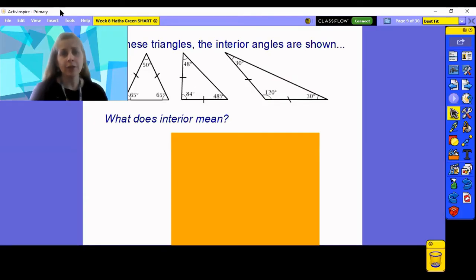Firstly, the question about this word, interior angles. The angles below, you can see, have got some of the interior angles marked on them. So I wonder if you could pause the video and have a think about what those interior angles might be.